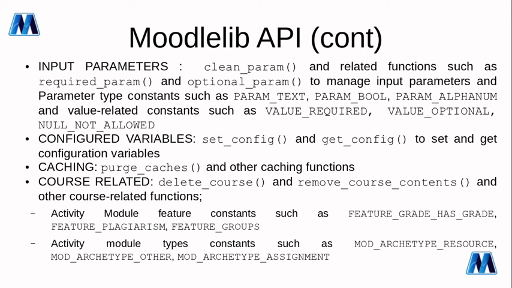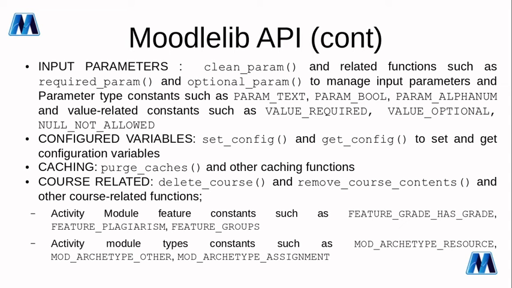Right, so other things, input parameters, so stuff that is being posted to your script. You can clean the parameters, check for parameters, set defaults by using the optional_param method or call. And you have several constants defined, such as PARAM_TEXT, PARAM_BOOL, etc. So you can check your input as you require. And then you have things like value related constants, such as VALUE_REQUIRED or VALUE_OPTIONAL, all kind of related.